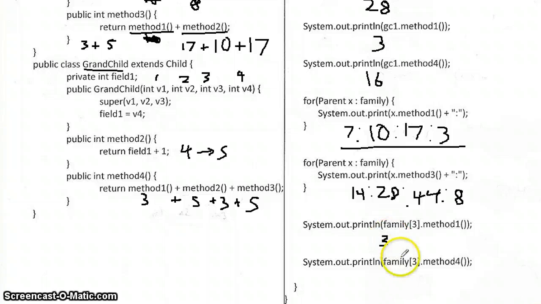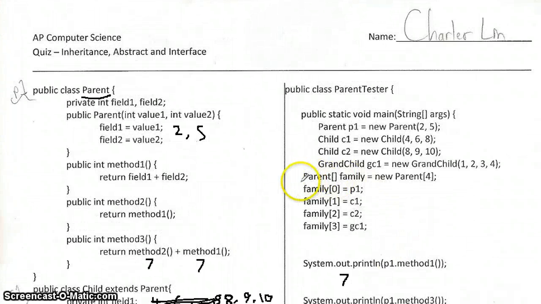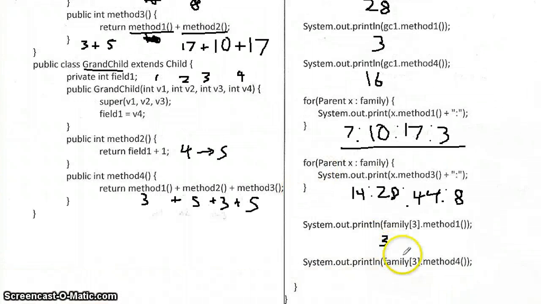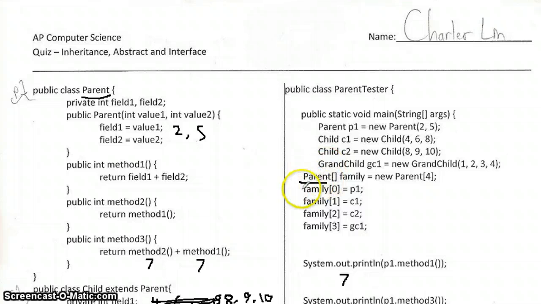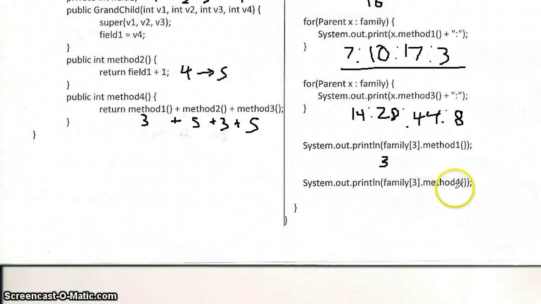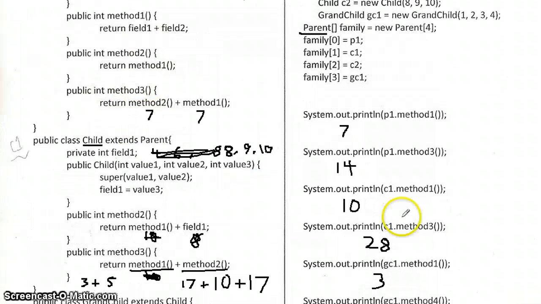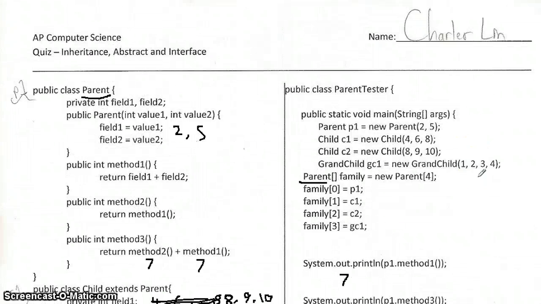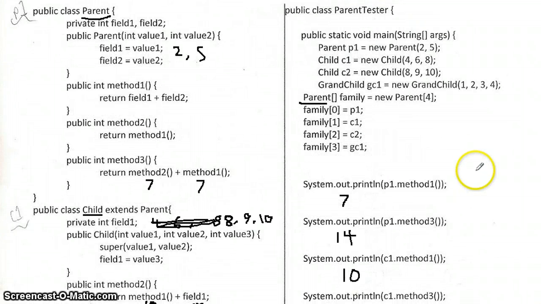But this is a little different because of the polymorphism. This is a parent data type, and this supposedly it could work because yes, GC1 does have a method 4, but however, because it is of data type parent, there is no method 4 in this parent class, and so as a result it will crash in compilation, and that will give us an error. Okay, and so this is the end of the reading section of the inheritance quiz.